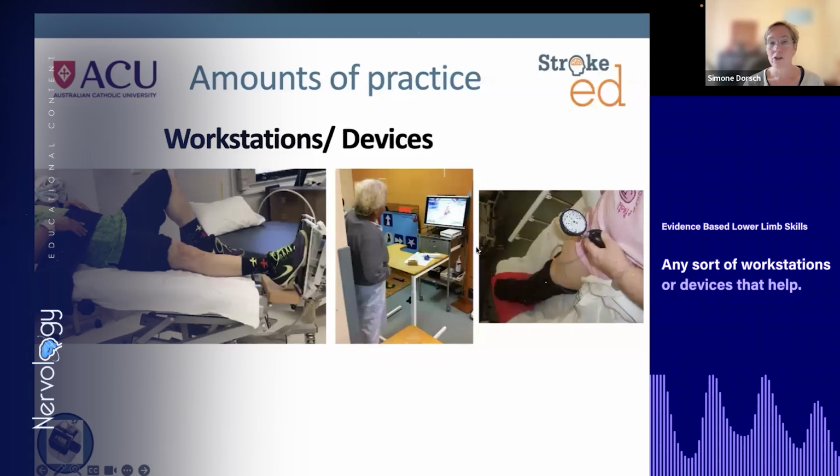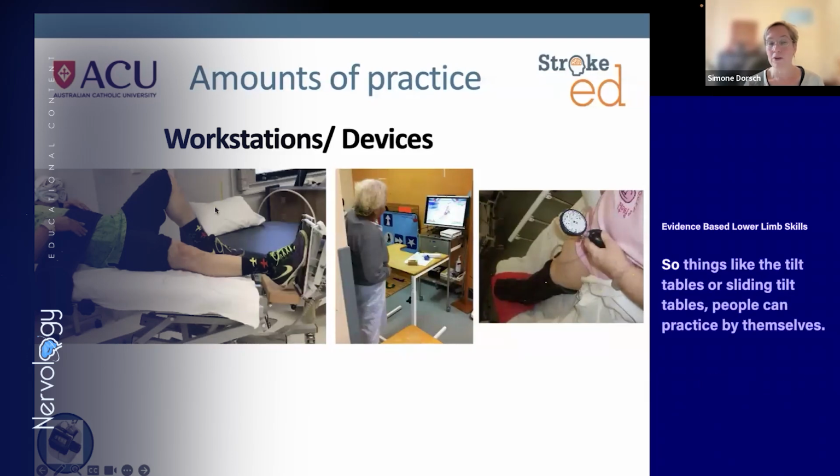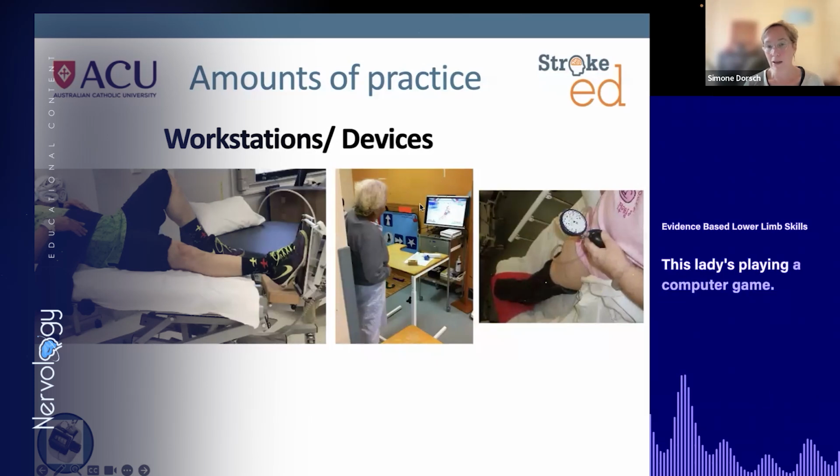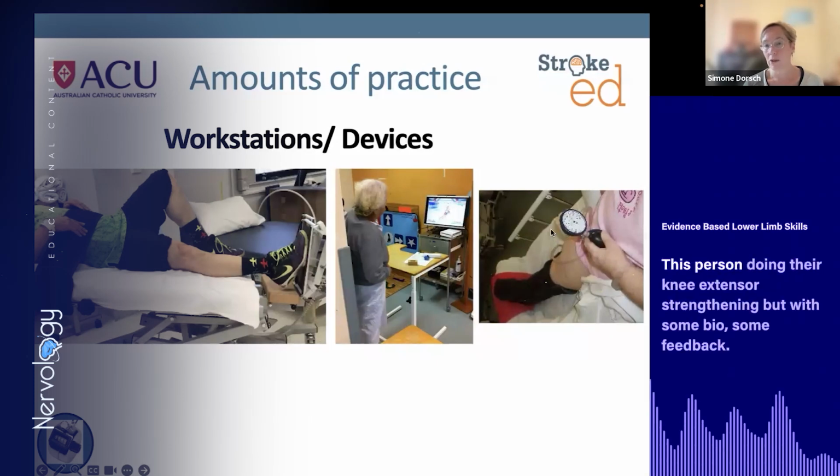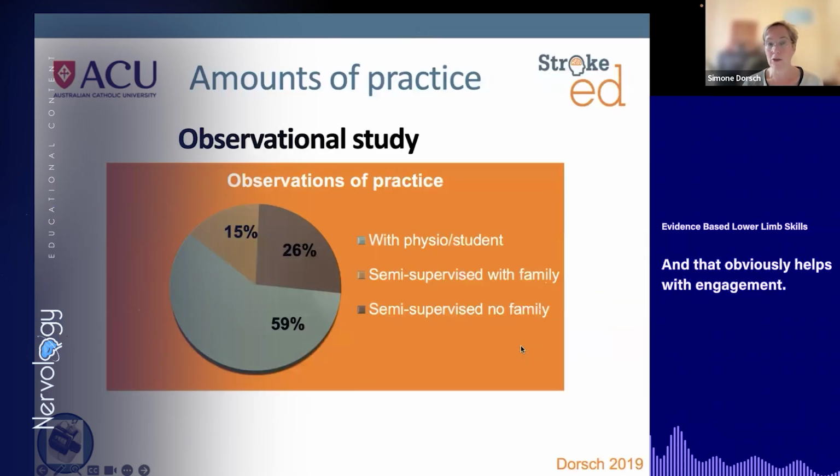Any sort of workstations or devices that help. So things like the tilt tables or sliding tilt tables, people can practice by themselves. This lady's playing a computer game. This person doing their knee extensor strengthening, but with some feedback. And that obviously helps with engagement.